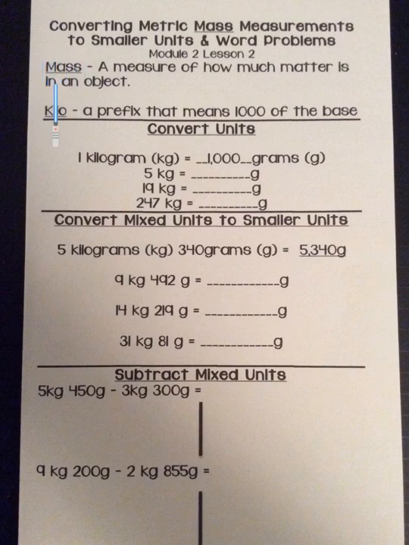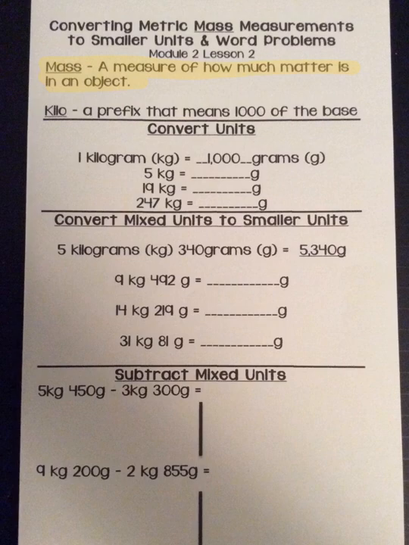If we look at the definition of mass at the top, mass means a measure of how much matter is in an object. Okay? This is a lot like weight in the English system. Mass is going to be similar to something that we use pounds for in the customary units. Okay, so we're going to highlight this definition so that you know that we are talking about how much matter is in something.